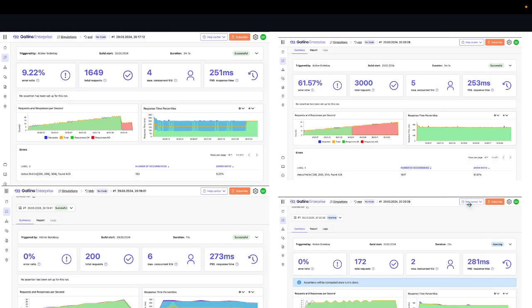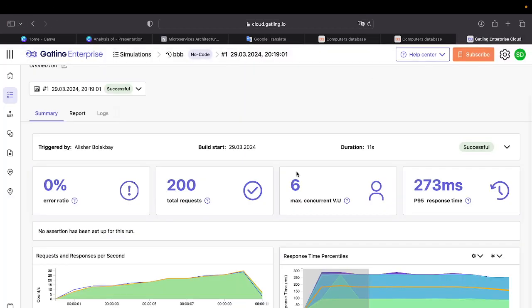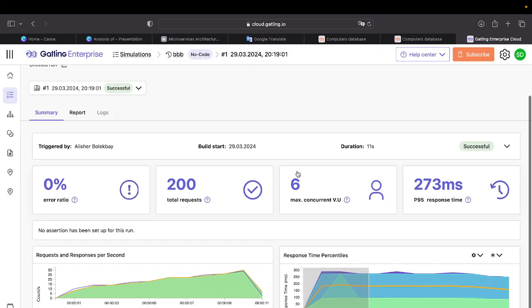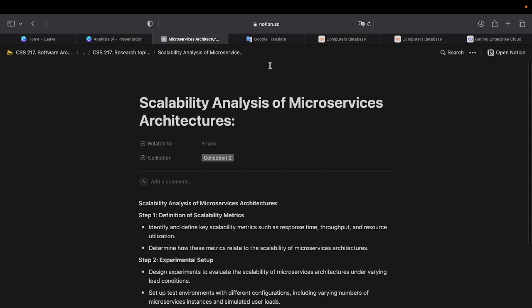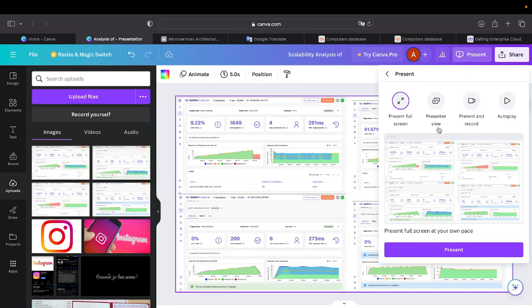So here I made some tests. For example, I made them in Gatling. So here you can see my examples, but I made a screenshot to make it faster.